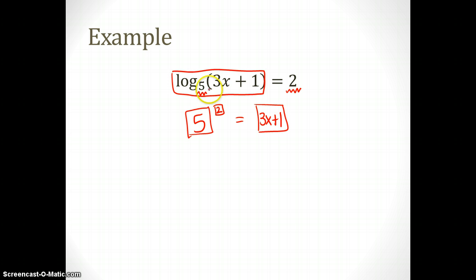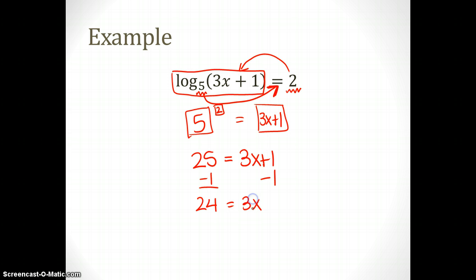So we want to switch our logarithmic equation into an exponential. So 5, and you can almost think of it as like this arrow formation going counterclockwise. 5 to the second equals 3x plus 1. So 5 to the second is 25. And now we solve for x like we normally would. Subtract 1 from both sides. 24 equals 3x. Divide by 3, so x equals 8. So fairly simple process. There's not much to complicate it.